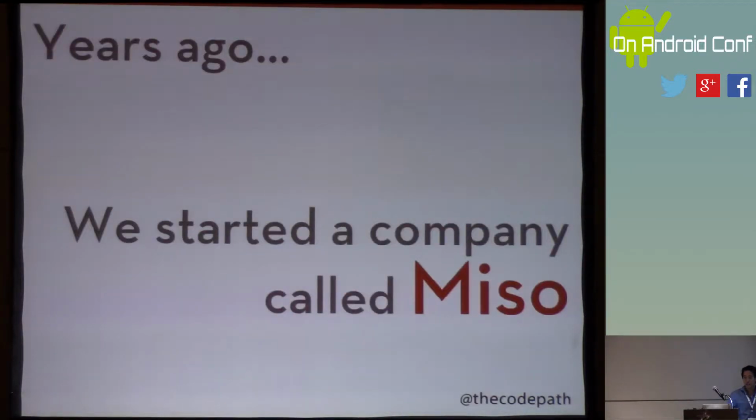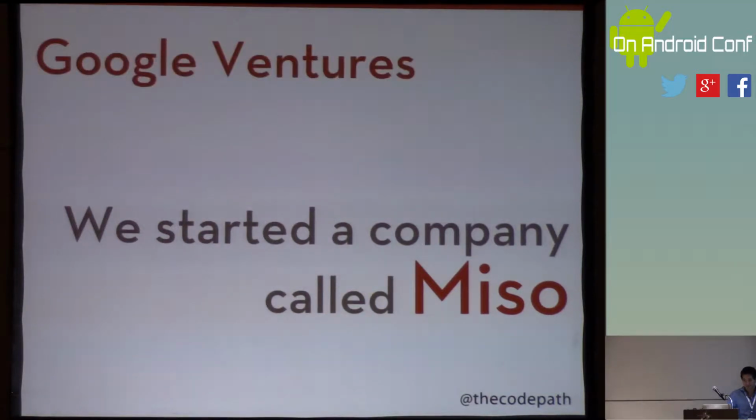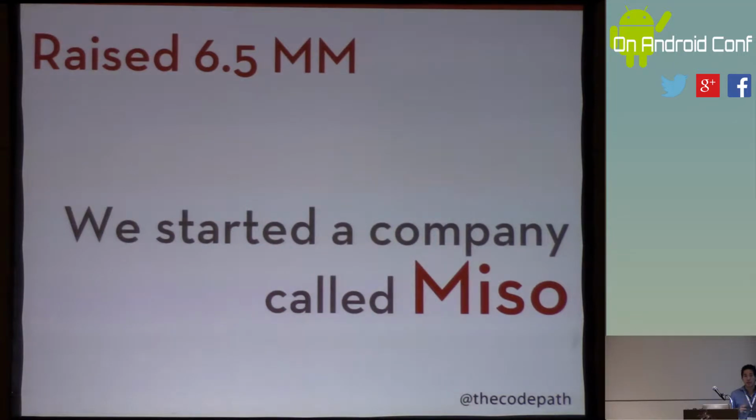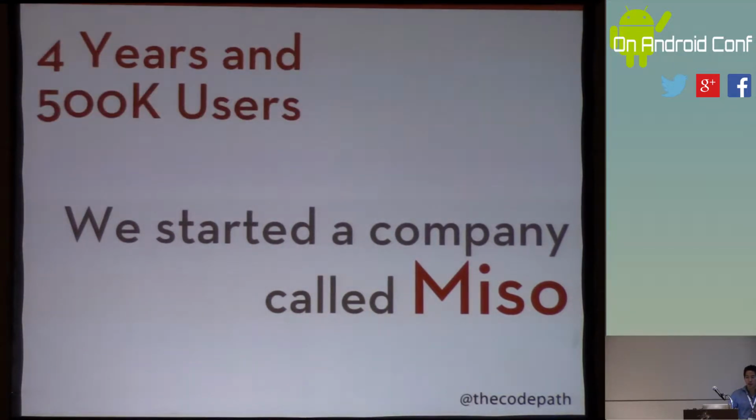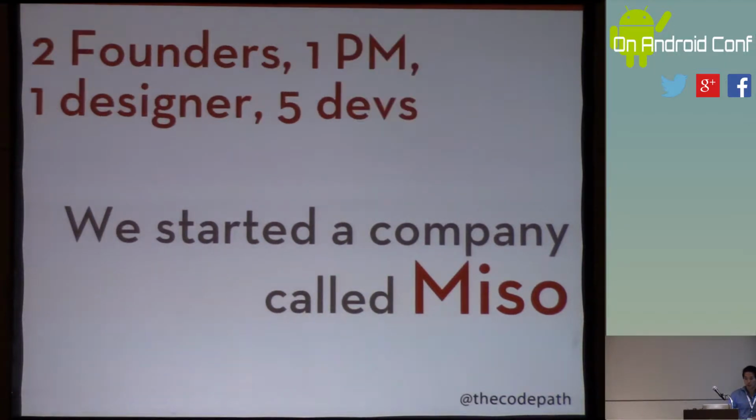So we did that. We did that 4 years ago, and we started a company called Miso. Like I said, it was a Google Ventures angel company. We ultimately raised over the 4 years about $6.5 million. It ran for 4 years, and we painfully acquired 500,000 users during that time. We had 2 founders, including myself, a product manager, a designer, or 2 sometimes, and around 5 engineers.